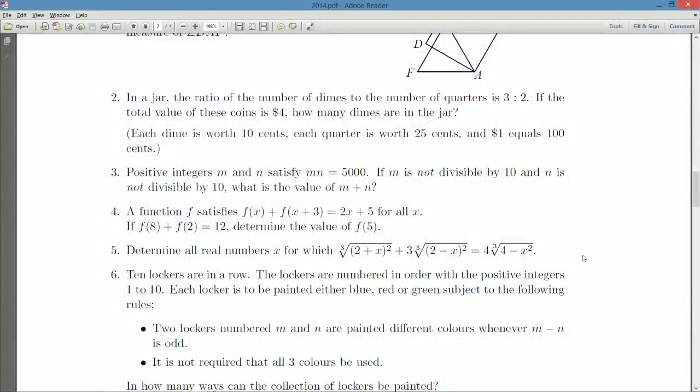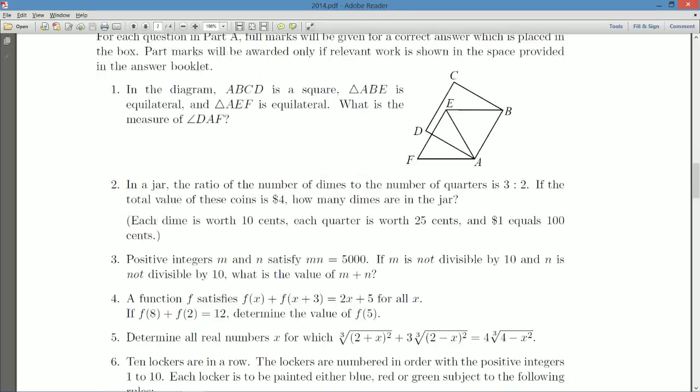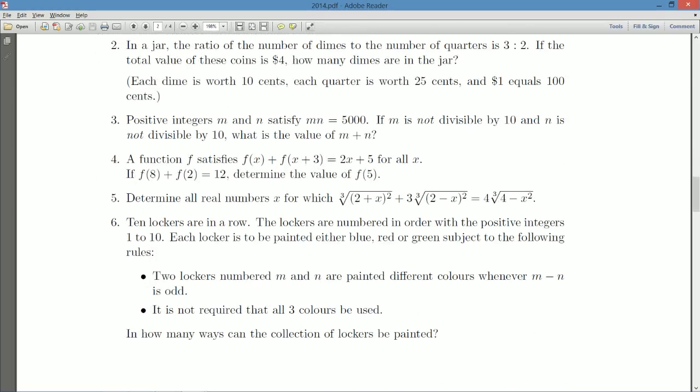So that wraps up question 3. We're halfway through the questions in part A. They're going to get a little more difficult. The later questions always are. But we'll still just need our final answer.